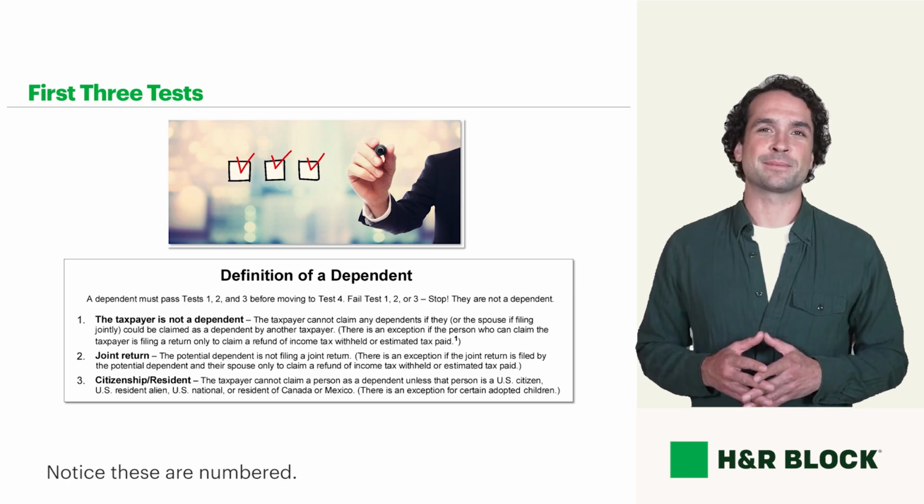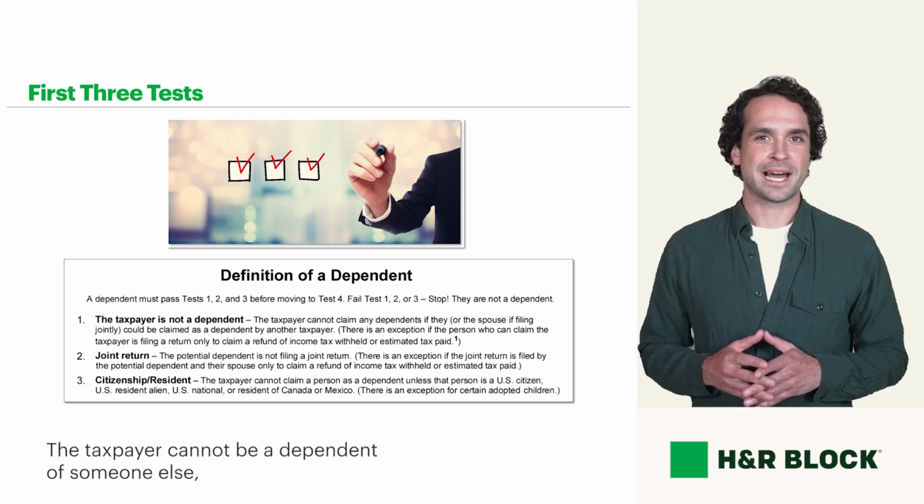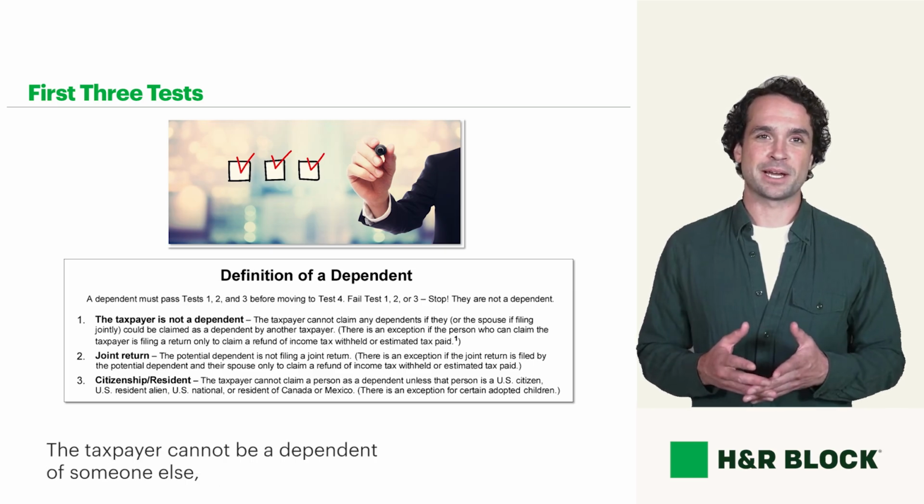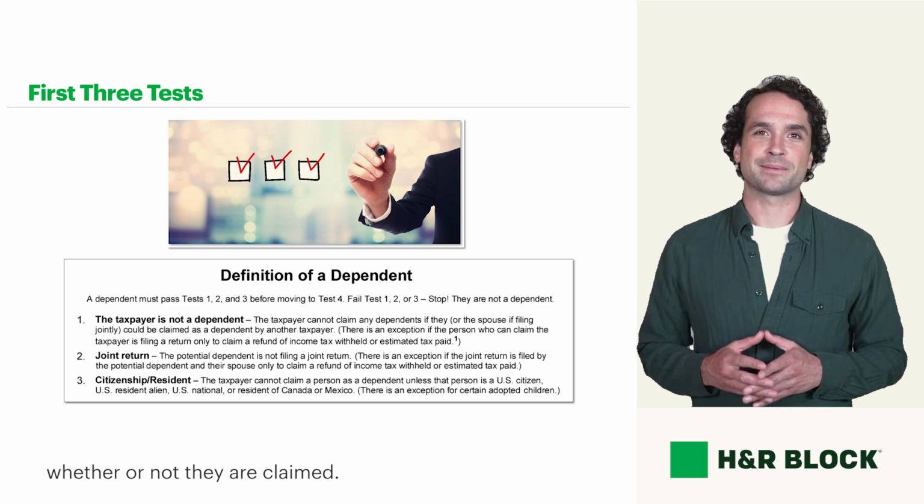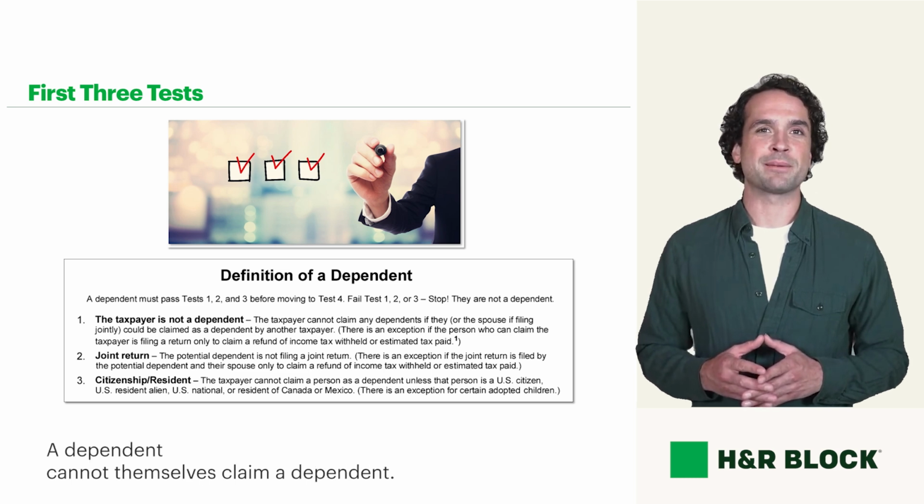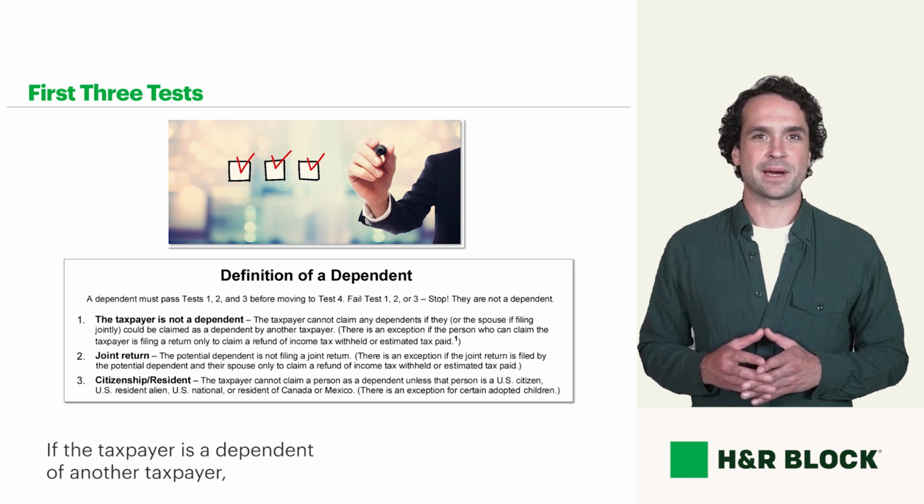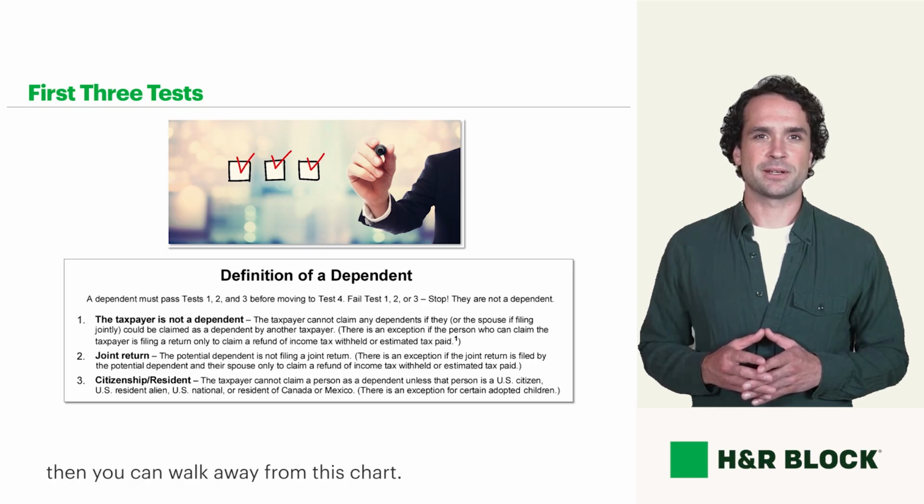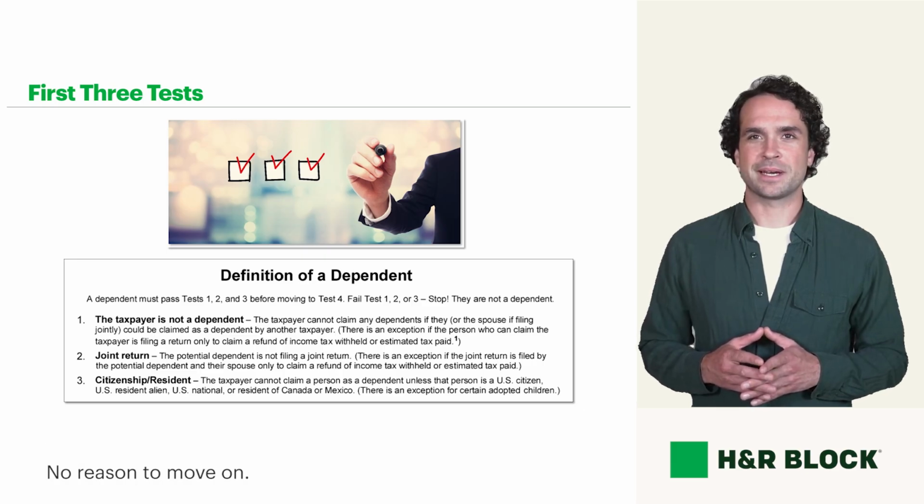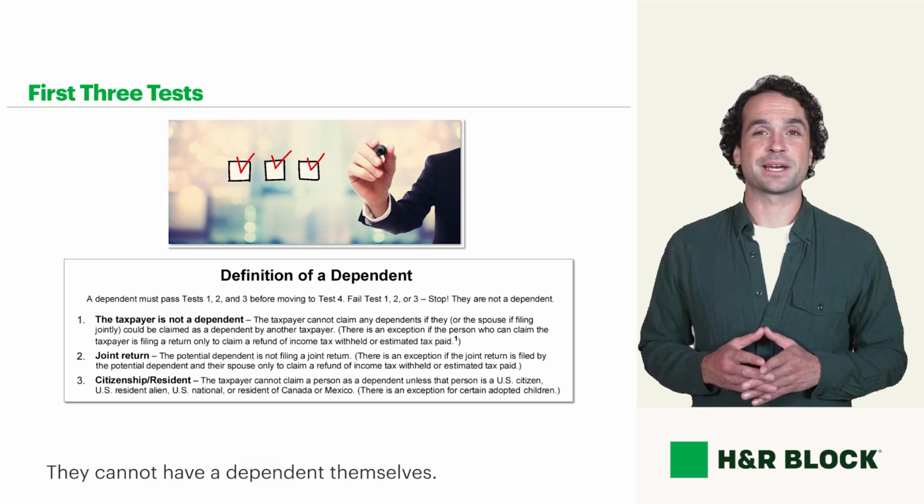Notice these are numbered. Let's start with number 1. The taxpayer cannot be a dependent of someone else, whether or not they are claimed. A dependent cannot themselves claim a dependent. If the taxpayer is a dependent of another taxpayer, then you can walk away from this chart. No reason to move on. They cannot have a dependent themselves.